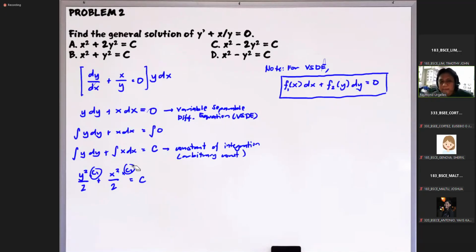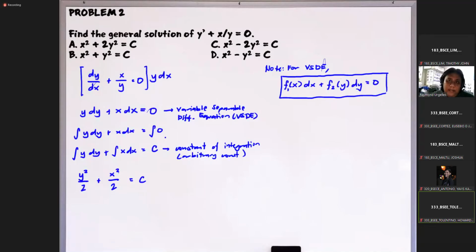Kaya pagdating sa mga solution natin sa variable separable differential equation, isang beses ka lang mag-a-add ng arbitrary constant. Either isa sa kaliwa or isa sa kanan, kahit hindi na both, kasi mababaliwala lang yung pag-a-add natin ng arbitrary constant. Ako nung nag-review ako, lagi kong ina-addan ng constant yung right hand side, kasi usually sa choices para sa first order differential equation, yung constant natin lagi nasa right hand side. Most of the time lang naman, not all the time.